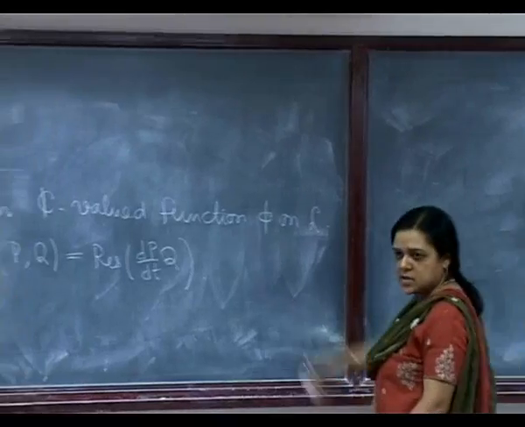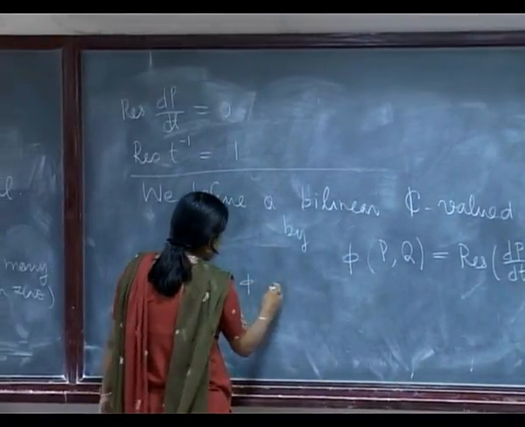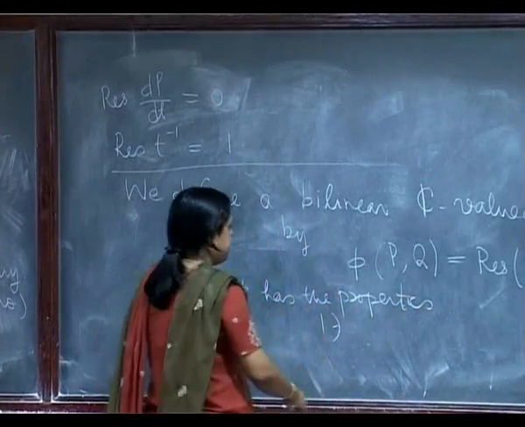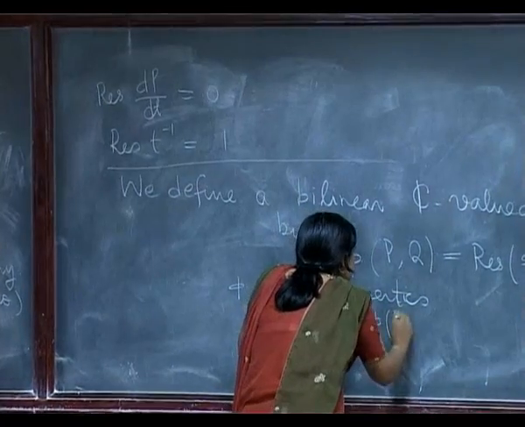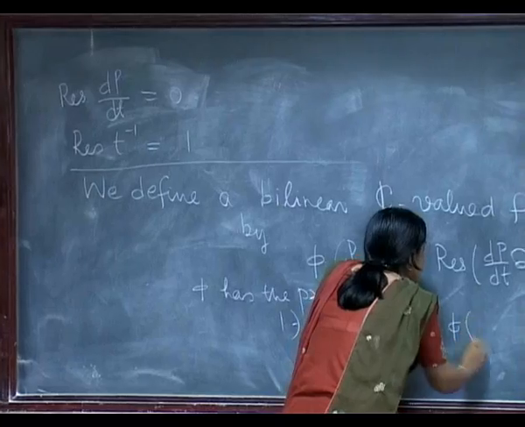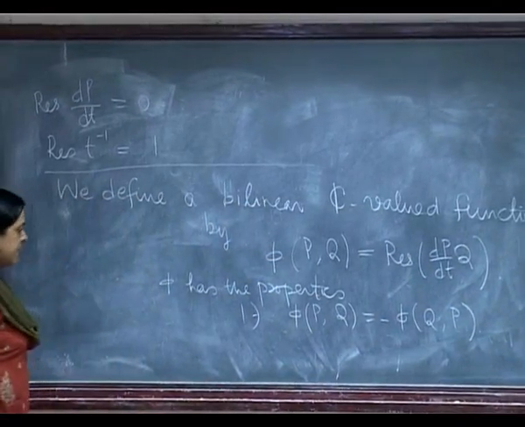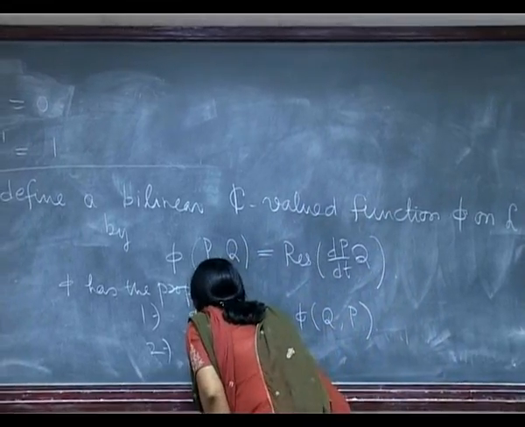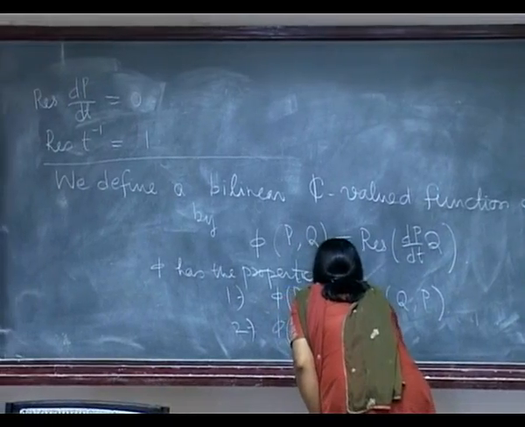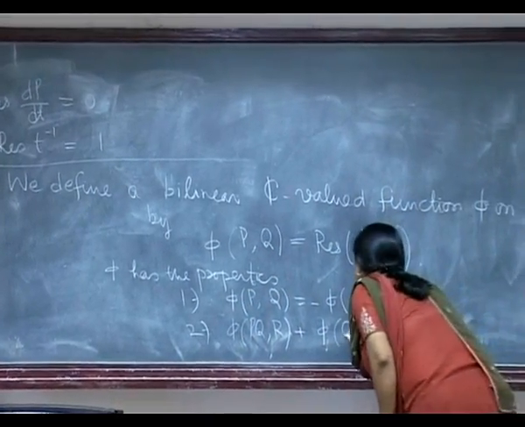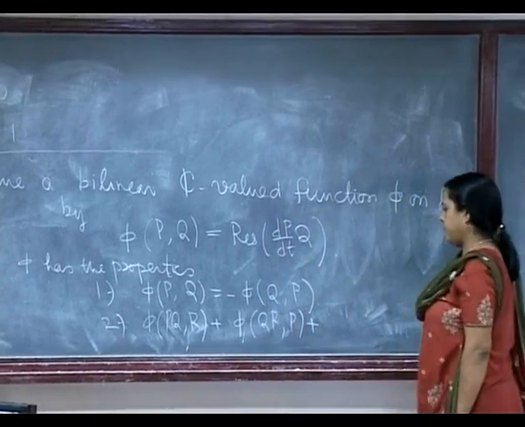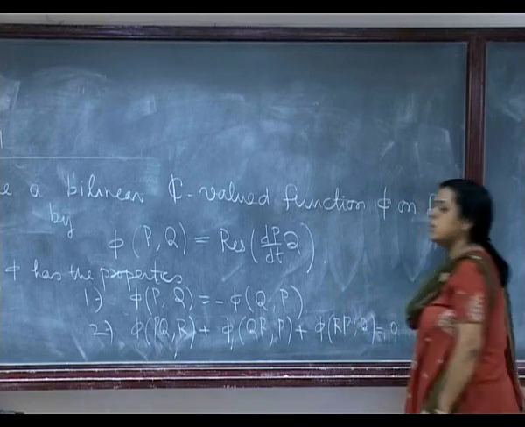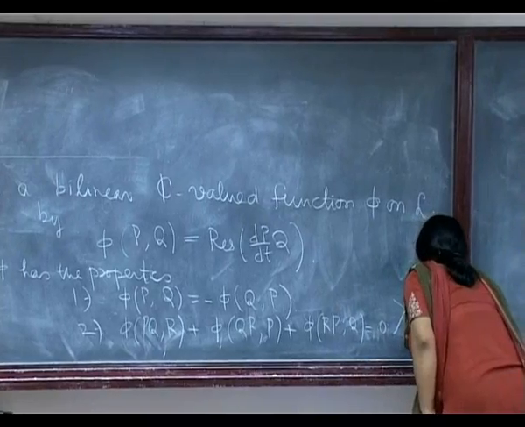And what are the properties? It satisfies certain properties. Phi has the properties, one can check: phi of P, Q is equal to minus phi of Q, P. Another one is phi of P, Q, R plus phi of Q, R, P plus phi of R, P, Q is equal to 0. One can check these two properties.